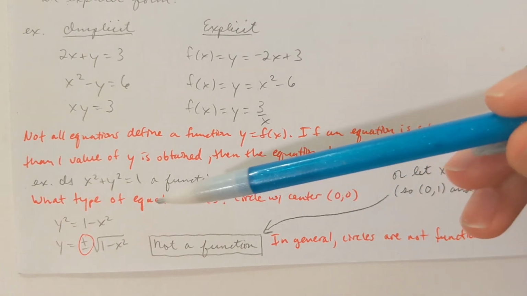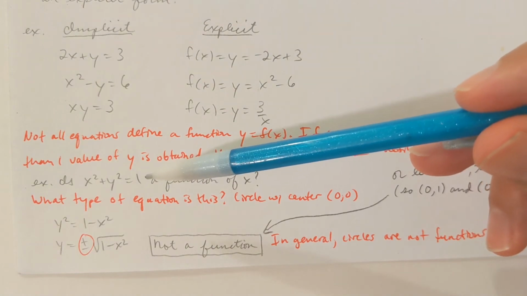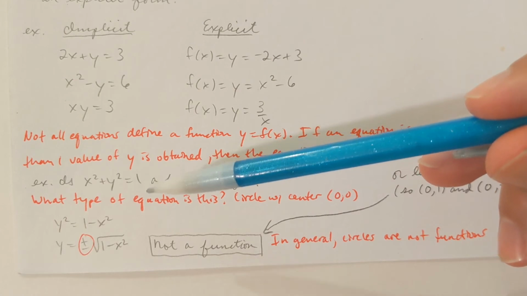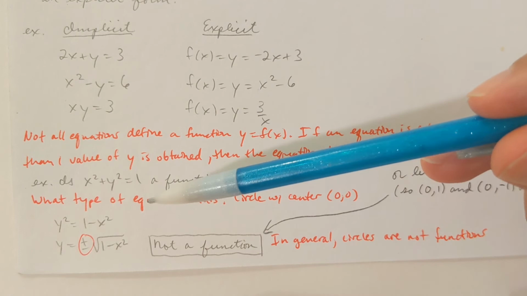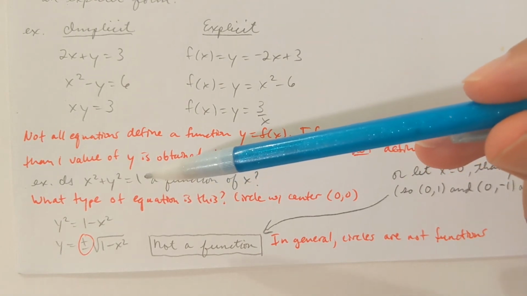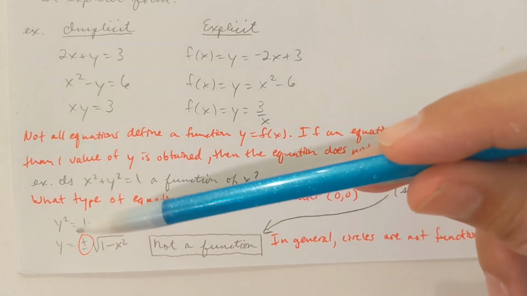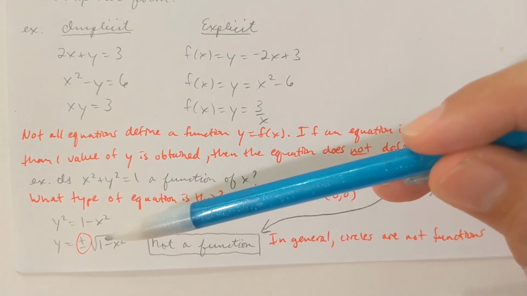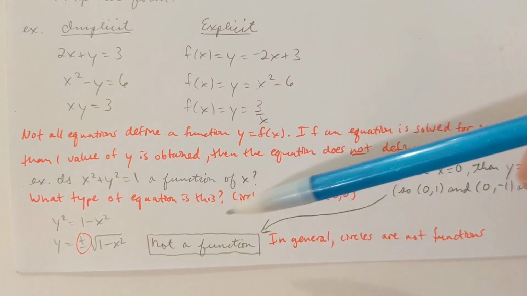Okay, well, if I solve this equation for y, because right now it's not solved for y, y squared is equal to 1 minus x squared. And then when I take the square root of both sides to get y all by itself, y is equal to plus or minus the square root of 1 minus x squared. So this would not be a function.